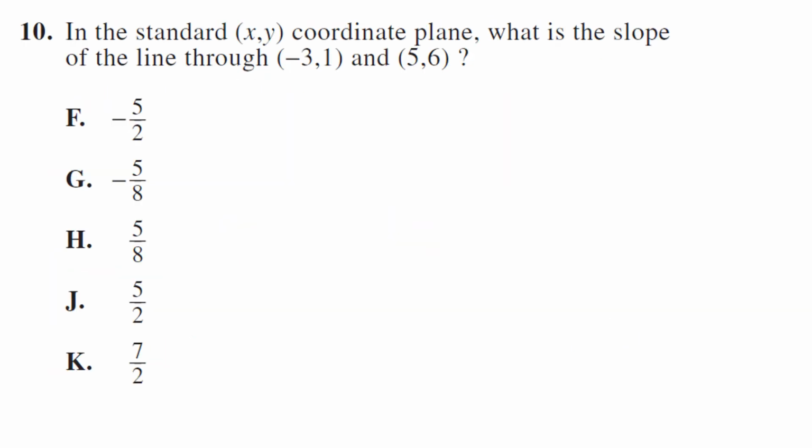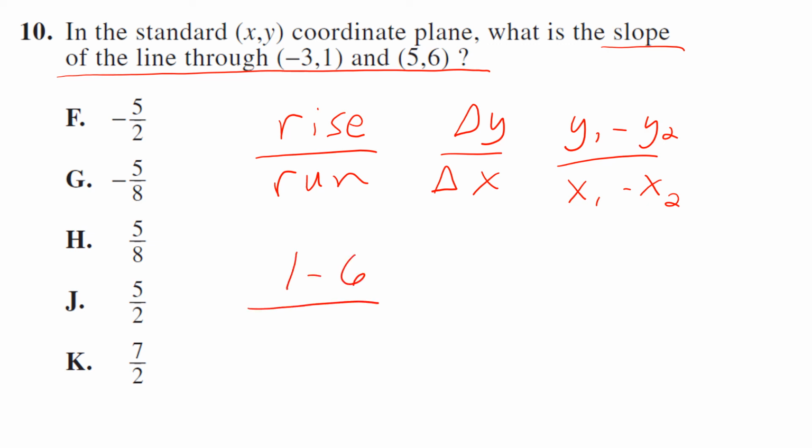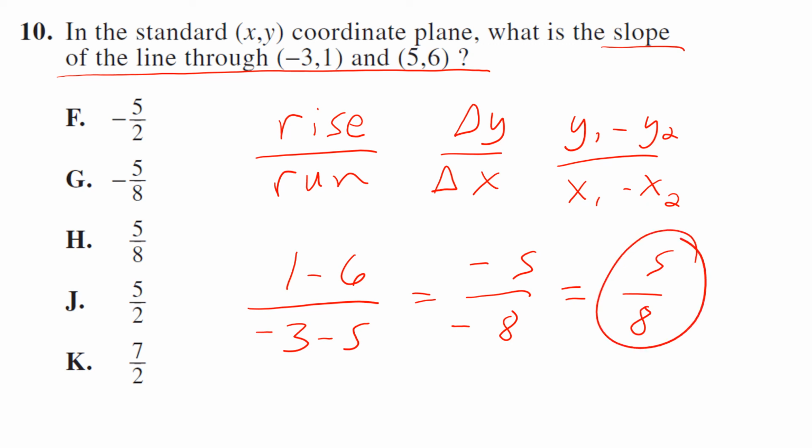In the standard xy coordinate plane, what is the slope of the line passing through (-3, 1) and (5, 6)? So slope is rise over run, or the change in y over the change in x, or y1 minus y2 over x1 minus x2. So in this one, we'll do our y coordinates, 1 minus 6 over our x coordinates, -3 minus 5, and we get -5 over -8. Negative divided by negative is positive, so 5 over 8. So your answer is H.